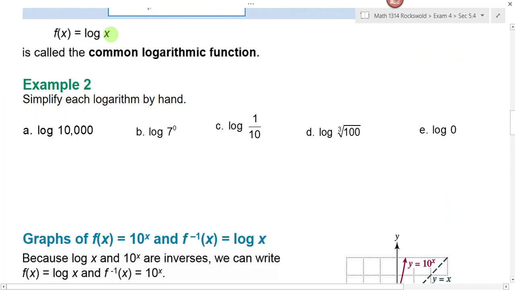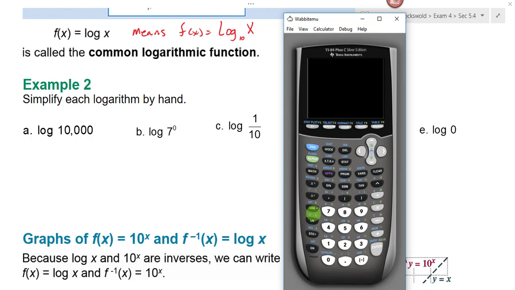F of x equals log x without a base written is called the common log function. So if you ever see a log written without the base, assume that it's a log base 10. This is the log button that you have on your calculator. It's a common log button. The ln button is what we call a natural log button.